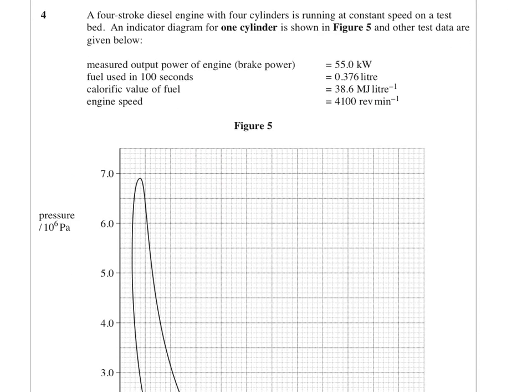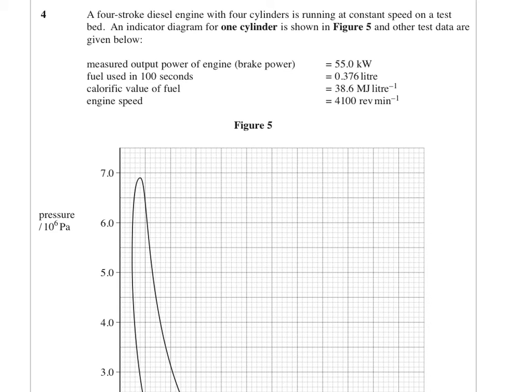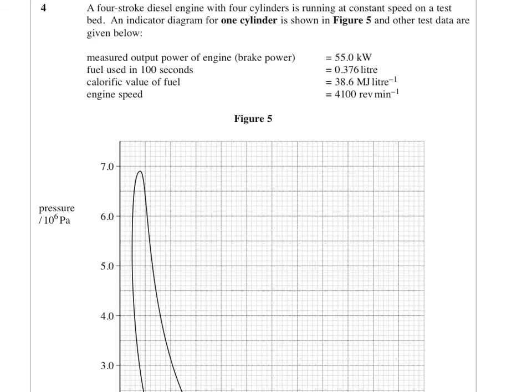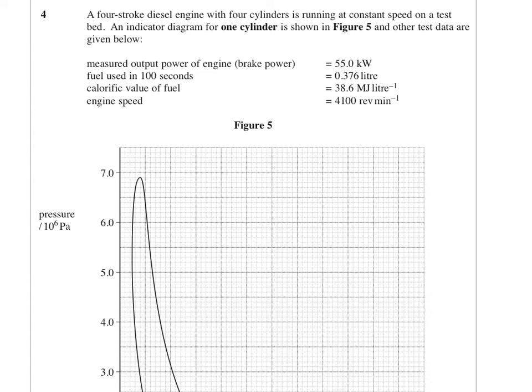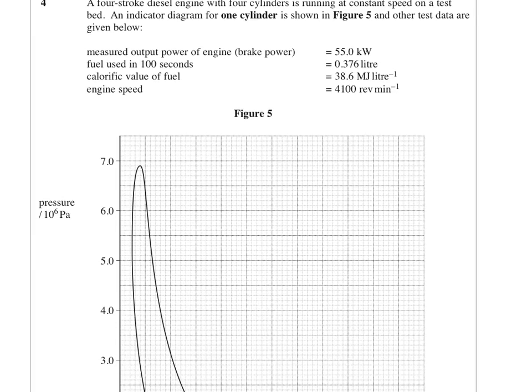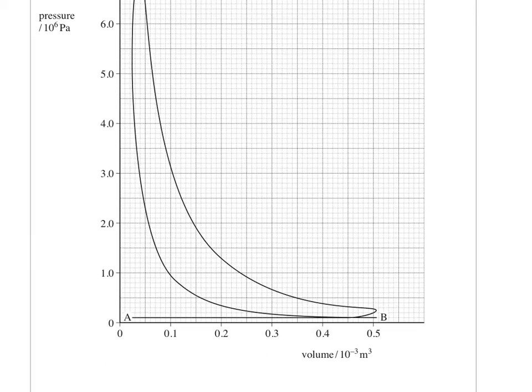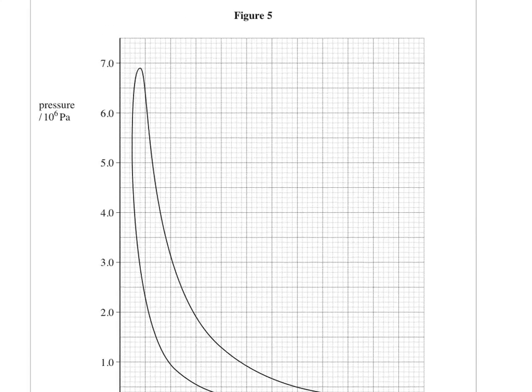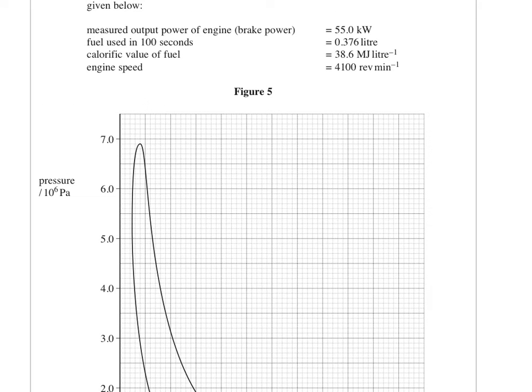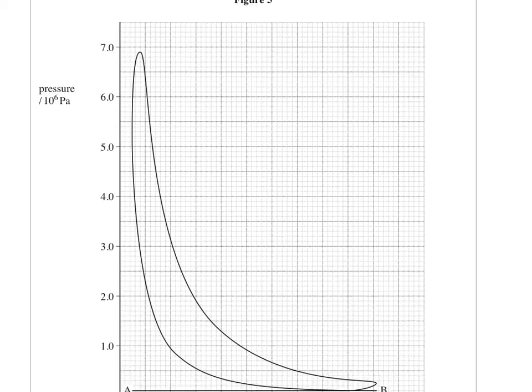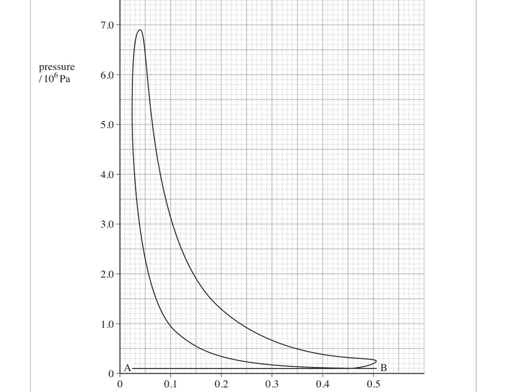Okay, so we've got a 4-stroke diesel engine with 4 cylinders. It's running at constant speed on a test bed. An indicator diagram for 1 cylinder is shown in figure 5, and other test data are given below. Alright, so I'm guessing we're going to end up calculating an area under this. Looks suspiciously like it. Oh, and what do you know, it's asking you in the next question to calculate indicated power.